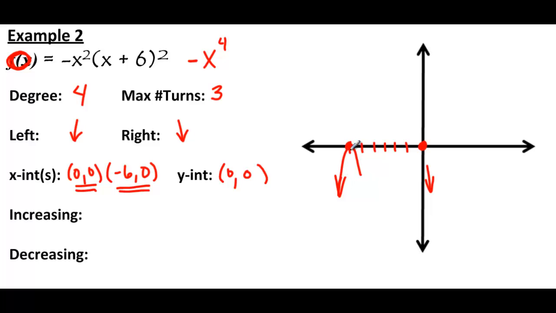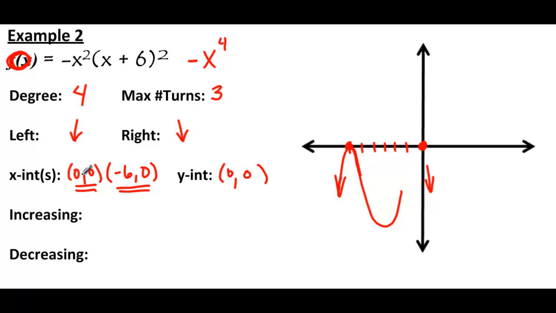So this would be my first turn, because I'm increasing, and now I'm decreasing. But I need to get through this point. The only way I could do that is to turn and come back up. So since I was decreasing and now increase, this is my second turn. I only get one more turn, a maximum of one more turn.